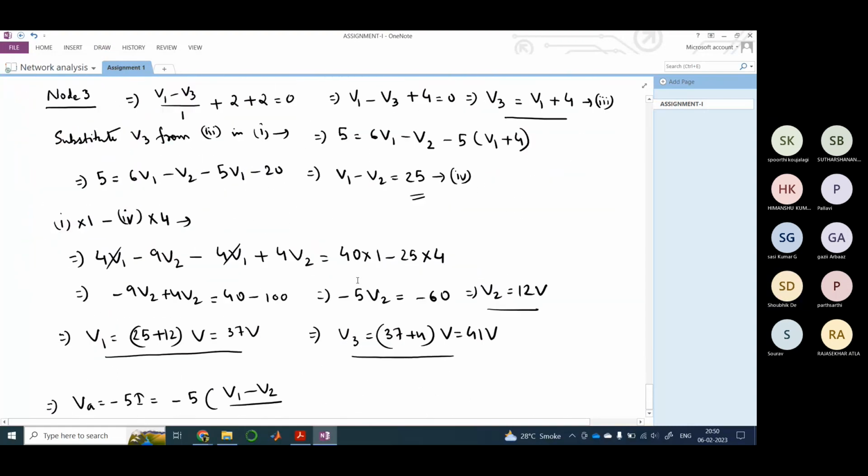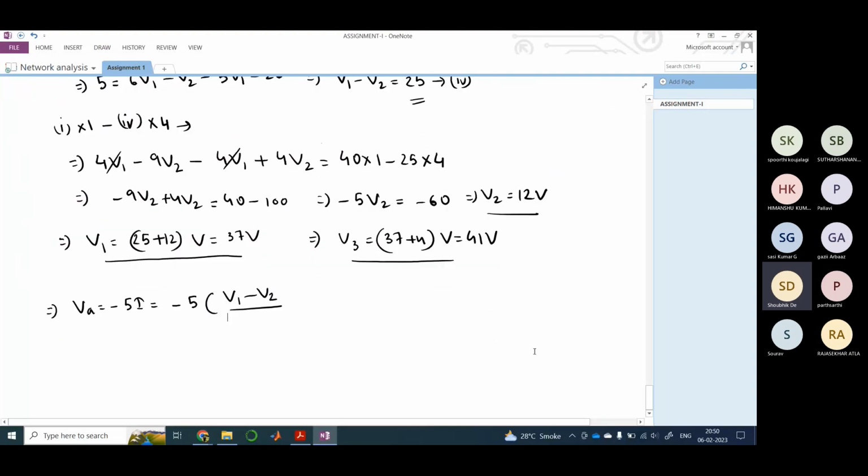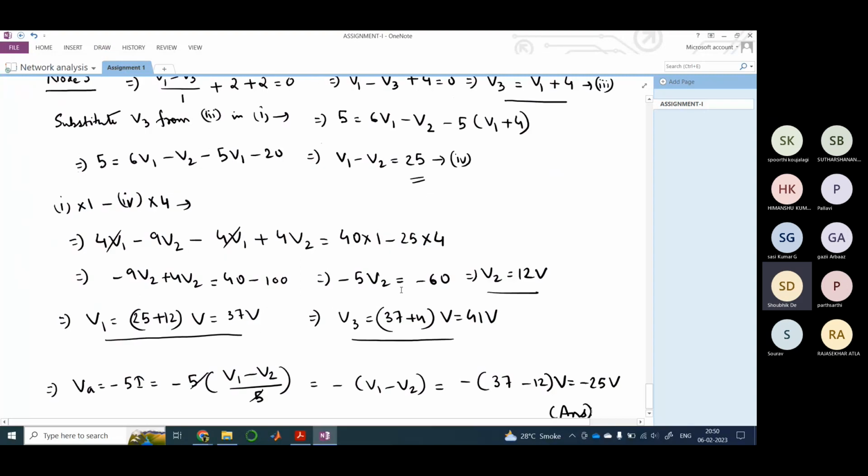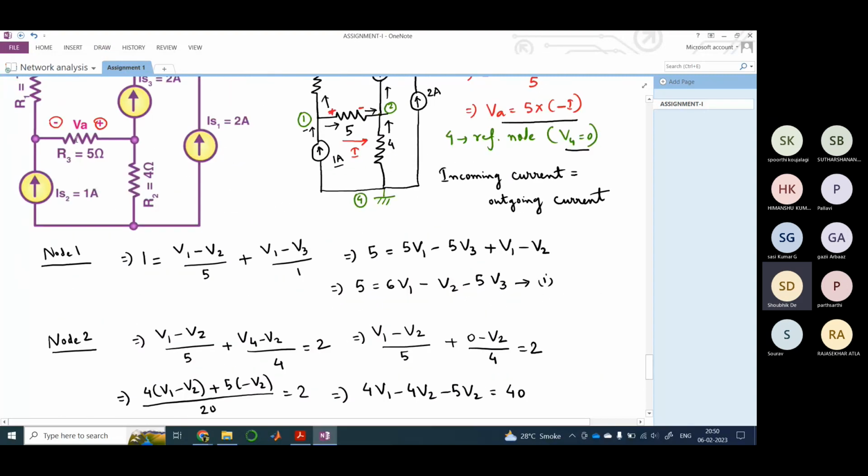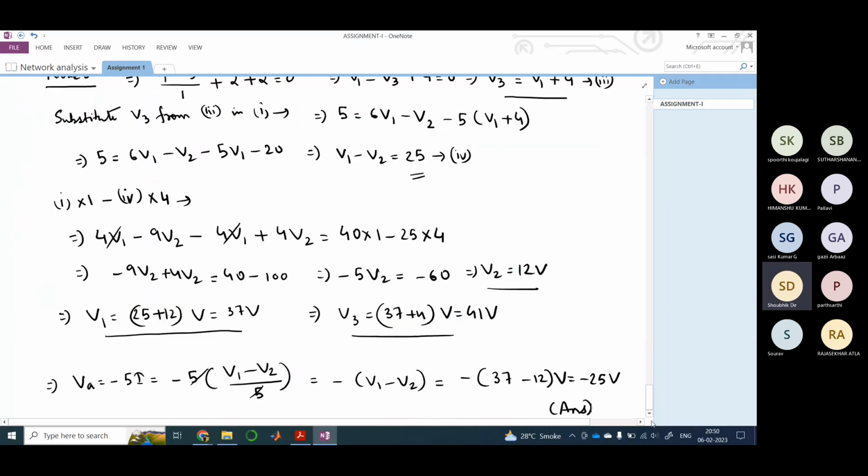5 volt, 5 ohm resistor, right? So this is nothing but 5 gets cancelled. So this is V1 minus V2. So what was my V1? This was 37, as we found out here, and this is 12. So this is minus 25. So this would be my final answer. This is what they told us to find out, right? What is the value of VA by nodal analysis? So this is how we find the value of VA.